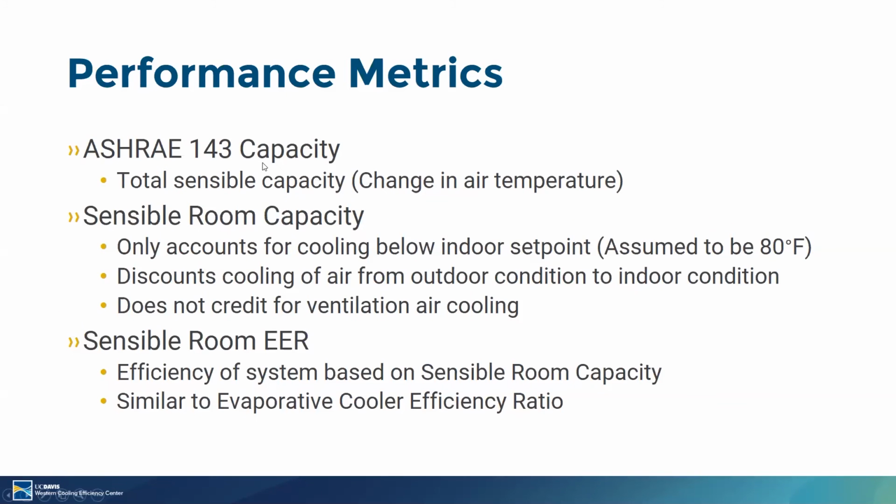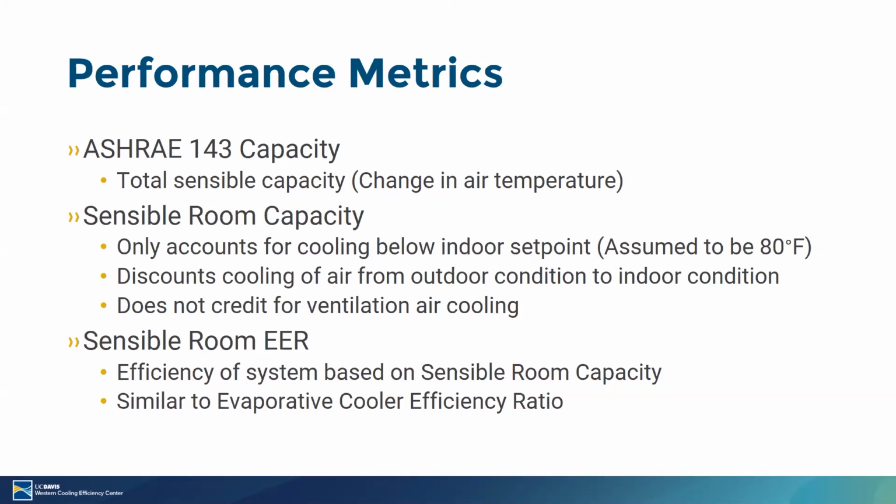Our performance metrics included measuring the total sensible capacity. That's basically the change in air temperature times the flow rate. We also measured the sensible room capacity. If you just measure the change in air temperature, you're dropping the air from, say, 115 to 60. Well, one would argue that you don't need all that outside air. A typical compressor-based air conditioner would only be dropping the air inside from 80 to 60, for example.